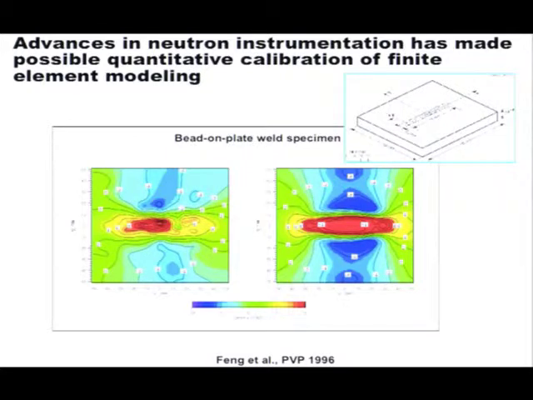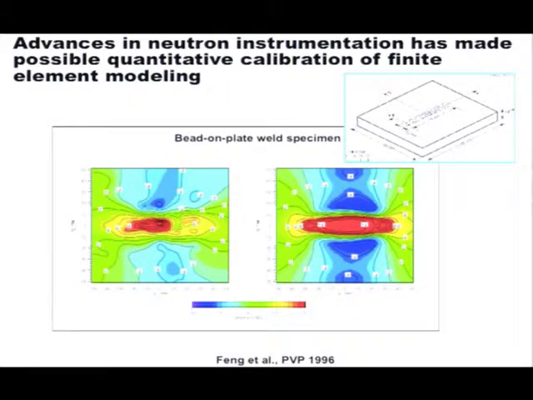The advances in these neutron scattering measurements have reached a stage where you actually can use this method to quantitatively calibrate finite element simulations. This is an example that was actually done in '96, a long time ago, of a simple bead-on-plate weld. A simple weld like this. It's a bead, and that's a 100 millimeter by 100 millimeter weld.